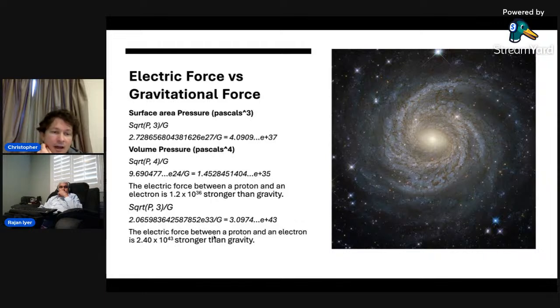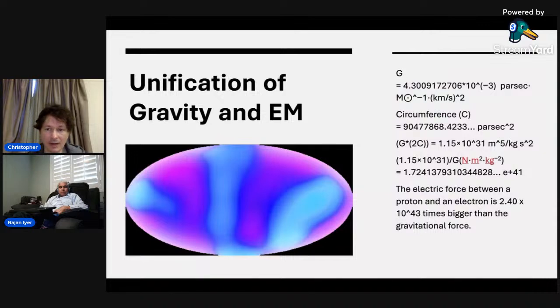So it seems like taking the volume pressure in Pascals is more useful than the surface area for unifying electricity and gravity. And the reason why we say it's a unification is because we're using the whole system to achieve these results. So it's kind of unexpected that we would get those answers. There's also other things we could use for the unification of gravity and EM. So if we look at the value of the gravitational constant in terms of parsecs, it is this value here.